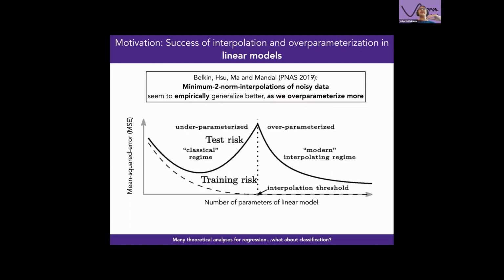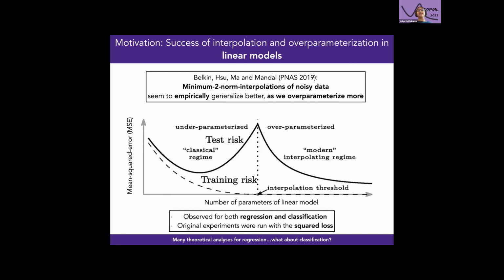So just to start with a very little bit of motivation, I think given the audience of this workshop, I can safely assume that everybody is interested in various aspects of overparameterized models and that at least all of you have seen some version of the double descent curve. What I want to do is actually mention a couple of things about the original experiments conducted by Belkin et al. First of all, these phenomena have been observed for both regression and classification tasks. But also, interestingly, some of the original experiments were run with the squared loss.